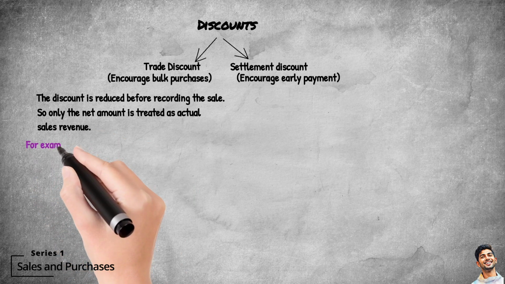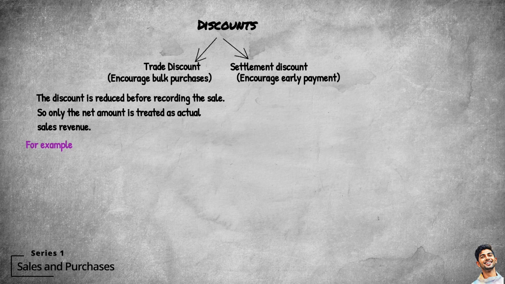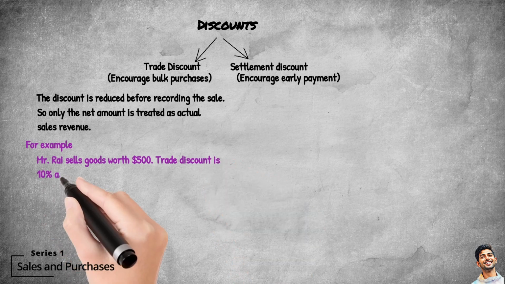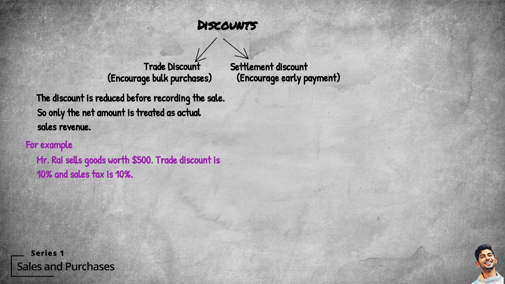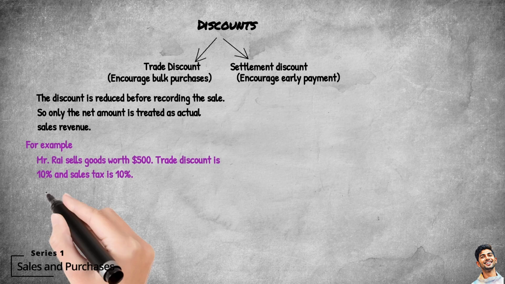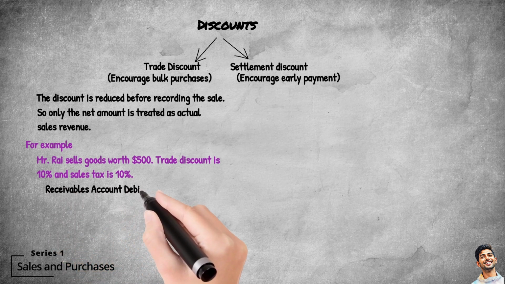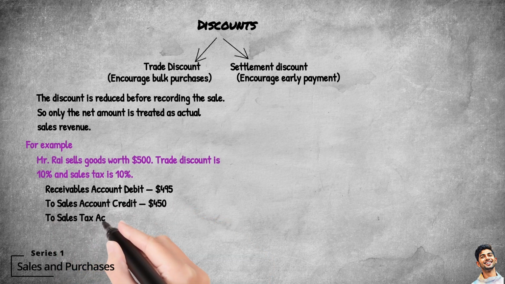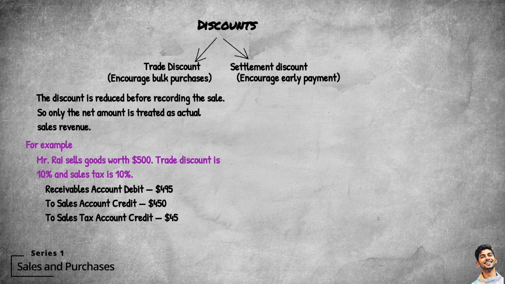For example, Mr. Rai sells goods worth $500, trade discount is 10% and sales tax is also 10%. So the entry becomes: receivables account debit $495, to sales account credit $450, to sales tax account credit $45. And when payment is received, cash at bank debit $495, to receivable account credit $495. Simple. Now let's talk about settlement discounts.